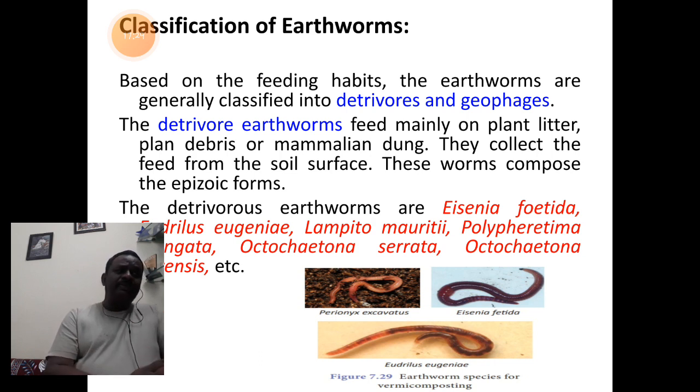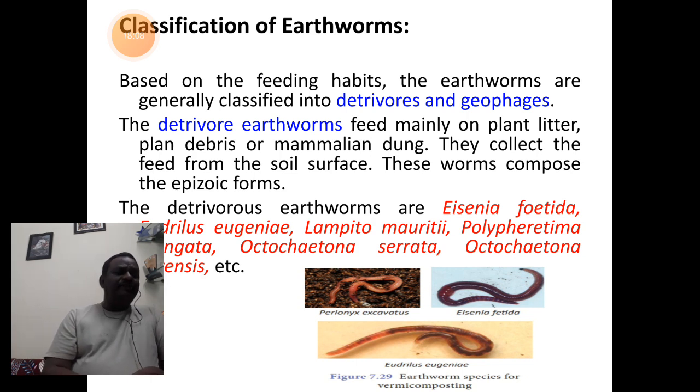Detritivorous earthworms are very useful in vermiculture and vermicomposting technique because they feed on plant waste, animal dung, kitchen waste, etc. And these earthworms will be able to easily convert the organic matter into useful manure at the surface of the earth, that is at the top layer of the earth. And hence they are also called epigeic forms.